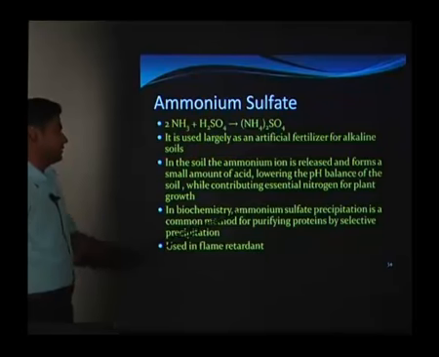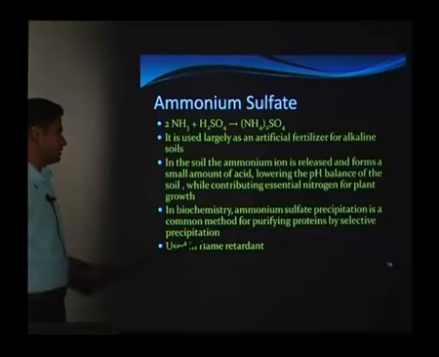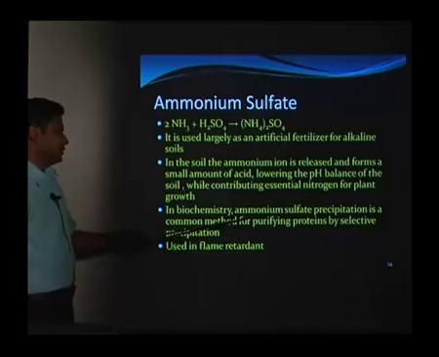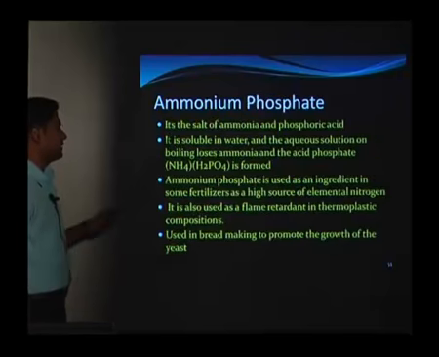In the biochemistry, ammonium sulfate precipitation is a common method for purifying proteins by selective precipitation. So in purifying proteins by selective precipitation, we can use the ammonium sulfate as an initial reactant. Also it is used in a flame retardant.